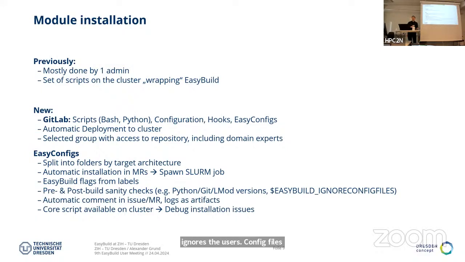Talking about the actual config files, not the easyconfig files. And after the build, we have the job comment in the relevant issue or merge request and attach the logs generated during the build as artifacts. So basically everything can be done in this GitLab, which connects quite well to EasyBuild. So we're probably going to steal some ideas from there and compare what we can improve.